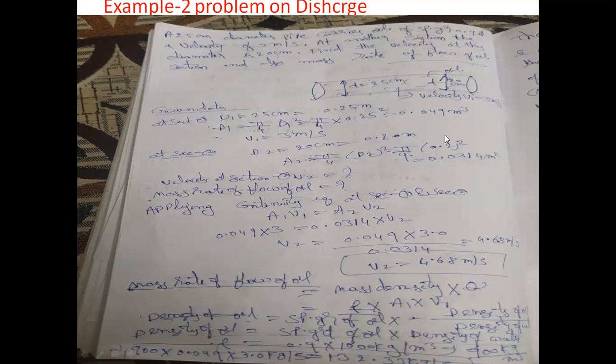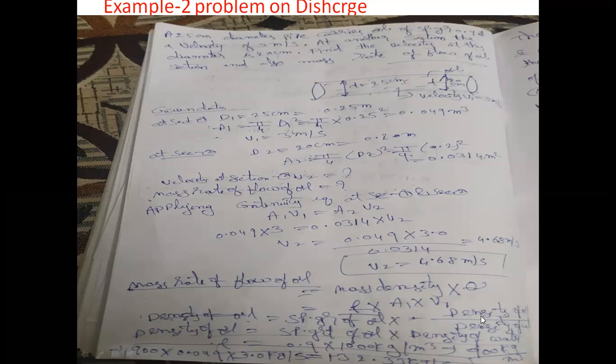Now we find the mass rate of flow. Mass rate of flow equals mass density into discharge. Mass density means rho, into A1 into V1. Specific gravity of the oil equals density of the oil by density of the water.